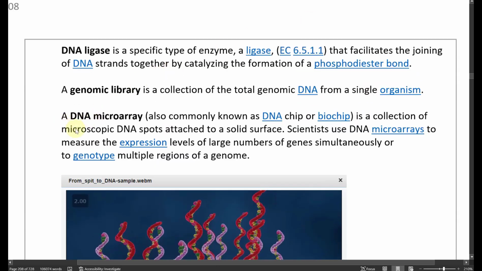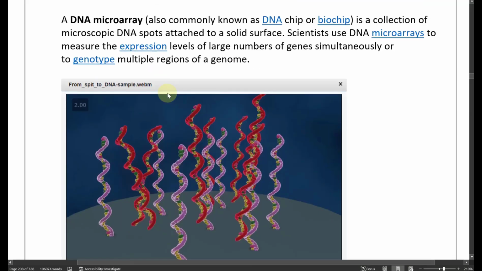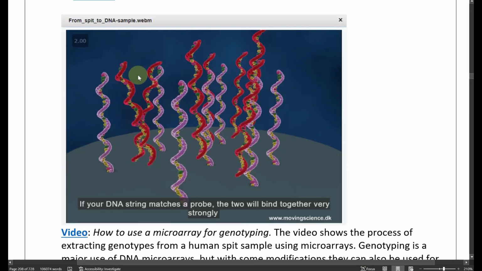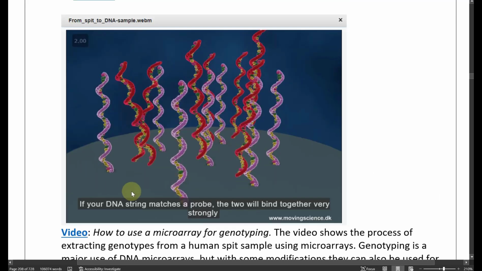So a DNA microarray, also commonly known as a DNA chip or biochip, is a collection of microscopic DNA spots attached to a solid surface. Scientists use DNA microarrays to measure the expression level of large numbers of genes simultaneously, or the genotype, or to genotype multiple regions of a genome. And so here is the video right here. I'll go over this video soon.